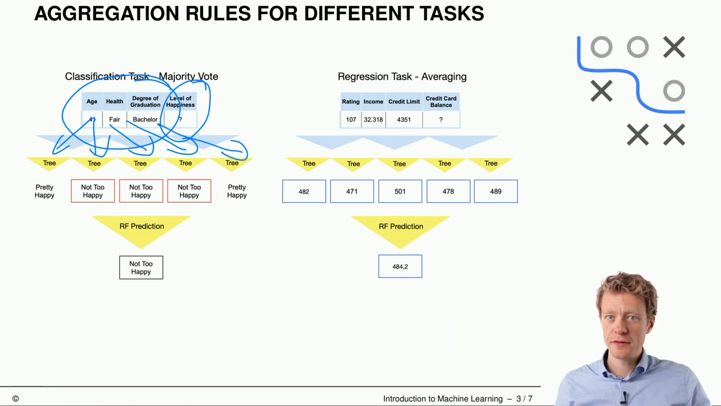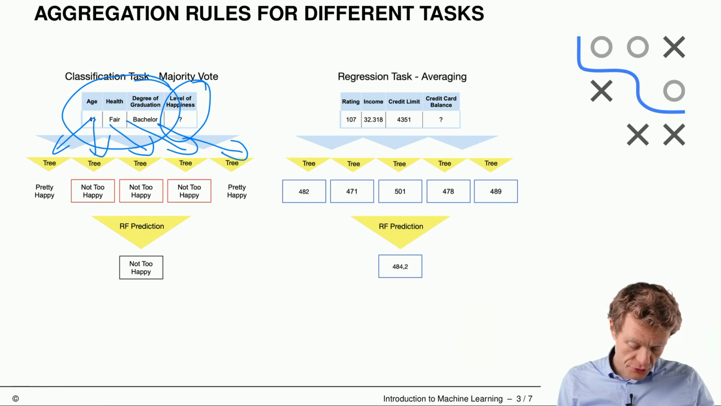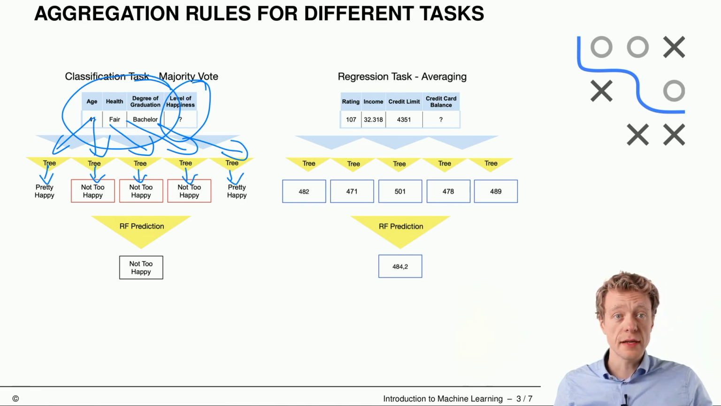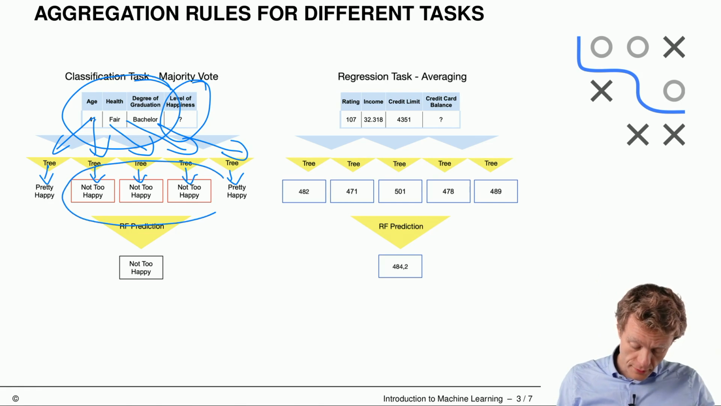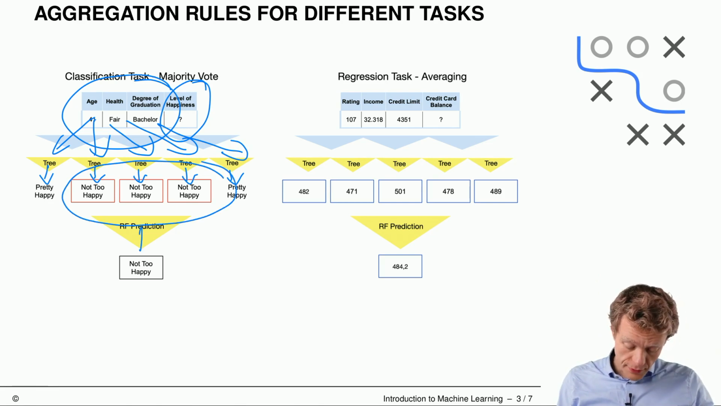We have 5 trees in this example, and each tree gives one classification. The first and the 5th say it's pretty happy, and the other 3 say it's not too happy. So what we can do is take a majority vote of these. We have 3 trees voting for not too happy, 2 trees voting for pretty happy, and no tree predicting the 3rd category. So with the majority vote, the final random forest prediction is not too happy.